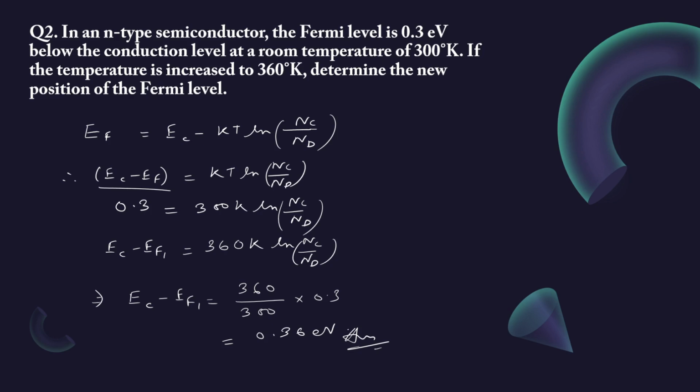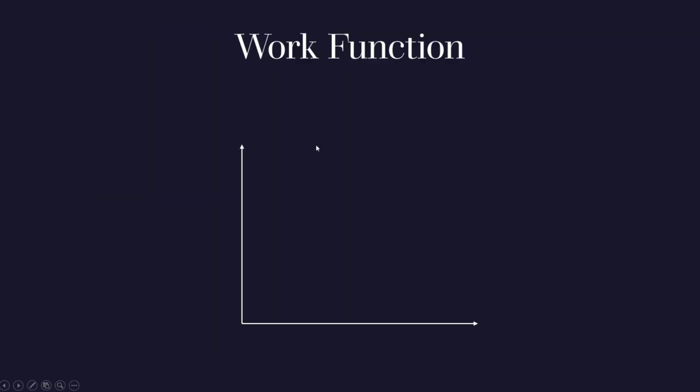You can write this type of numericals for this topic, and we can continue our learning further. Now moving to the next topic for today, which is known as the work function. Let us consider this is the energy possessed by an electron, and this is the energy required to move outside the metal. That means if an electron wants to move outside a metal, it has to possess energy more than this.